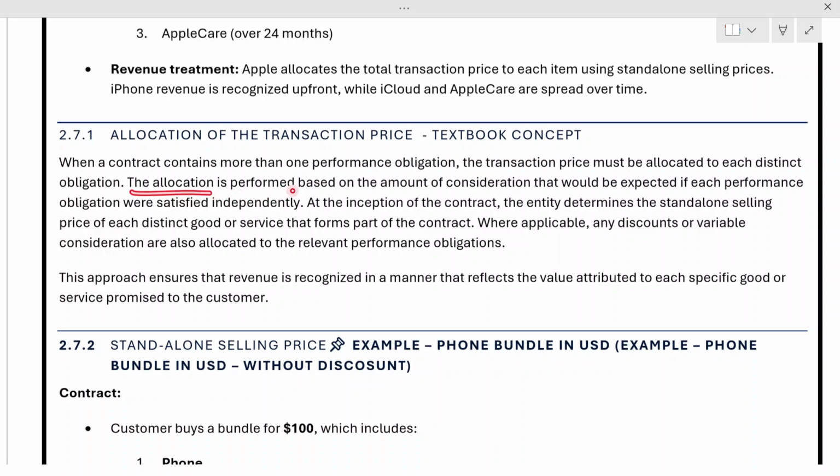The allocation is performed based on the amount of consideration they would expect if each performance obligation was satisfied independently. So allocation will be done based upon the standalone selling price. The language is just like writing independently.